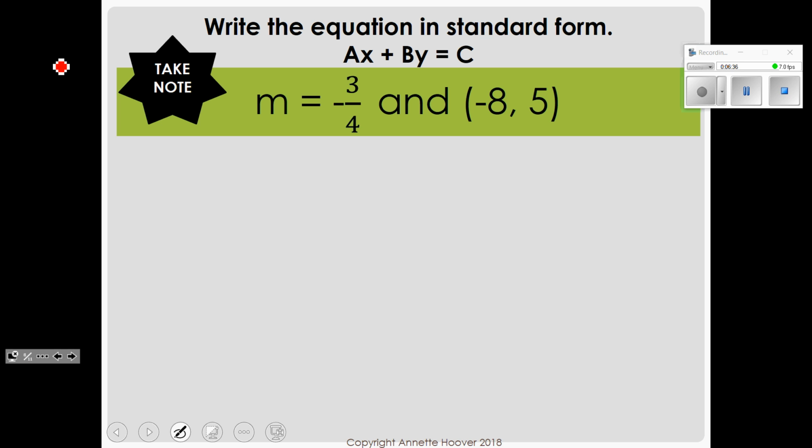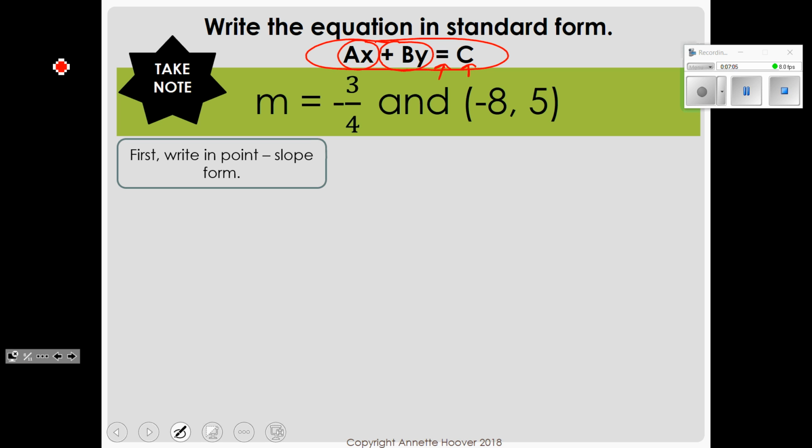The last step we're going to do is take it one step farther. Now we want to write it in standard form. In standard form, you want the x term first on the left side, followed by the y term on the left side, the equal sign, and then the constant is over here by itself on the right side. Well, we have to think, what do we start with? They're giving us the slope and a point, so we have to start with point slope form.